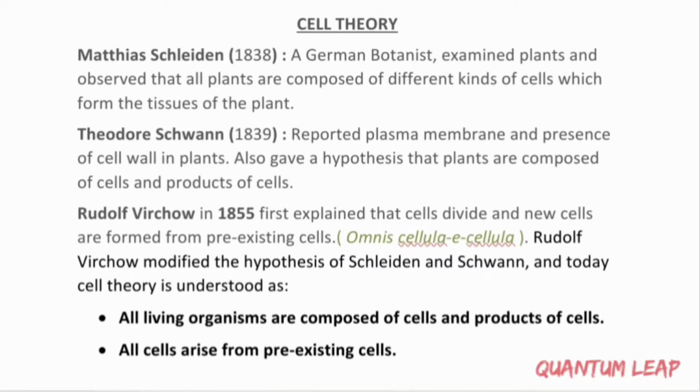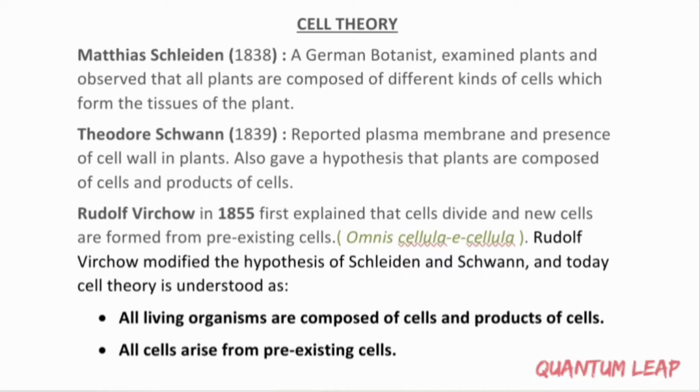So I was saying that Schleiden gave that all plants are composed of different kinds of cells which form the tissues of the plants. The next scientist, in 1839, was a British zoologist who reported the plasma membrane. His name was Theodor Schwann. He also gave the presence of a cell wall in plants, and he proposed a hypothesis that plants and animals are composed of cells and products of cells.